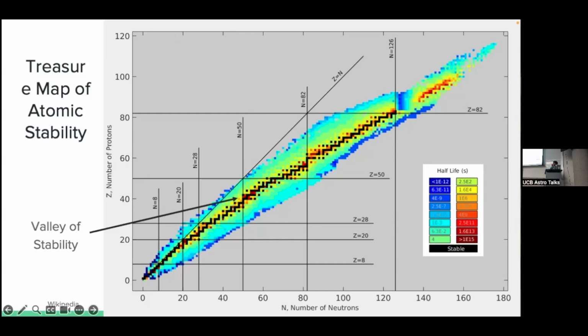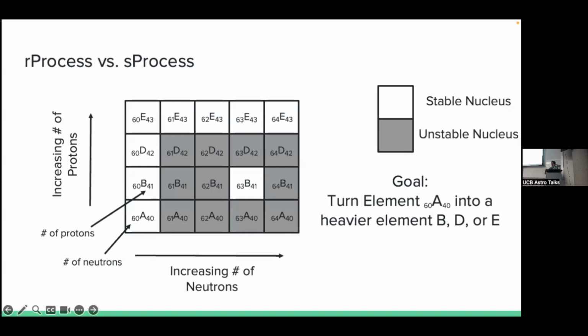So let's zoom in on this graph. I just want to talk a little bit more about the S process and the R process, given a more concrete example here. So I have elements A, B, D, and E. We're going to start off with element A, 40 protons, 60 neutrons, and we want to make something that's heavy. Anything in gray here is a radioactively unstable element. Anything in white is going to be stable, so it'll stick around for a long time.